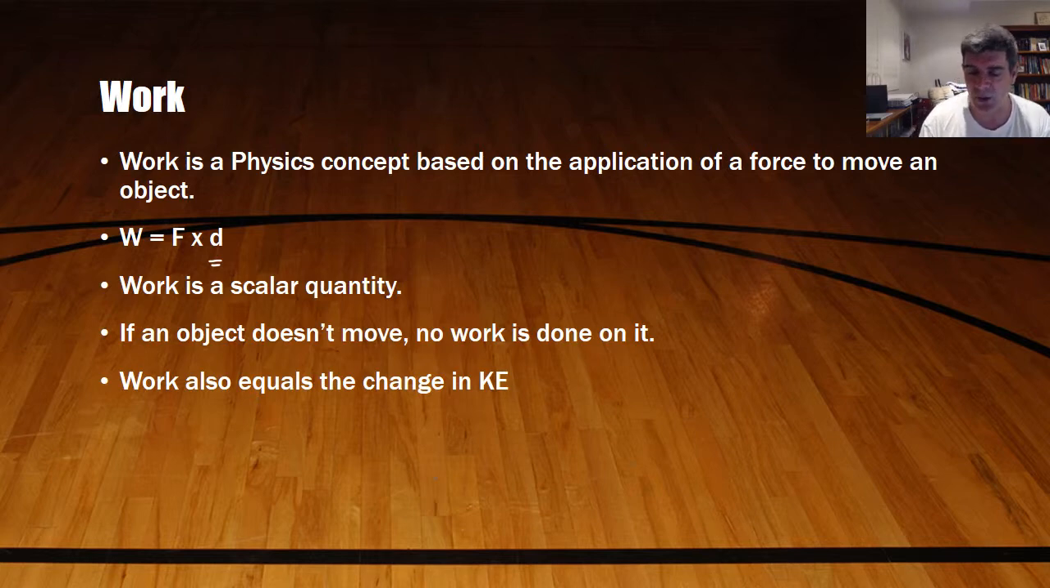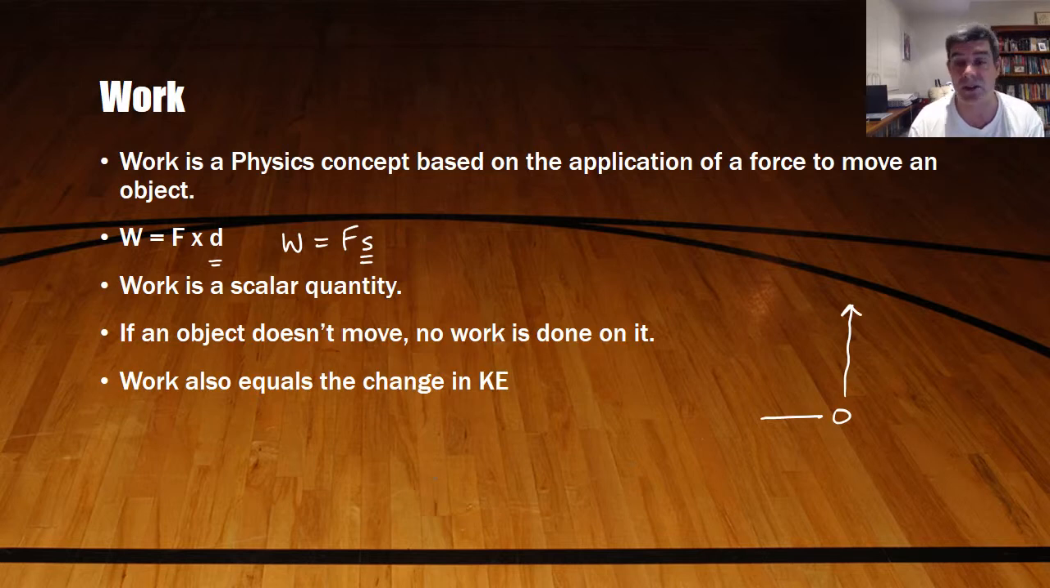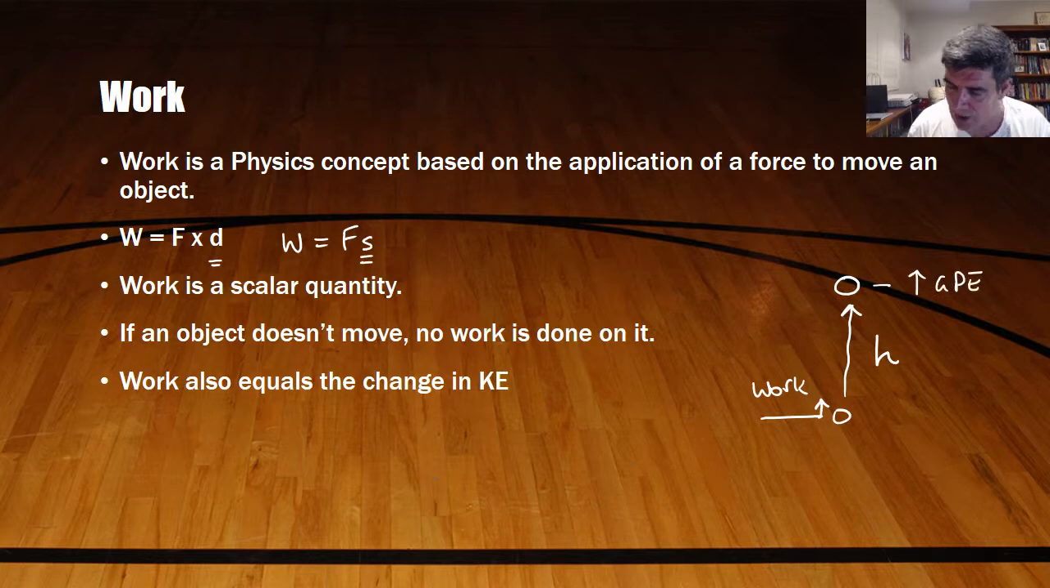Probably the simplest way of describing this, I will also write work as equal to Fs. S is the symbol for displacement, and that's also one that you may see when you're looking around. The simplest thing is if I have a ball and I lift that ball up against gravity to a certain height, then I've had to do work on the ball in order to raise it through that distance. As I raise it through that distance, I am increasing its gravitational potential energy.